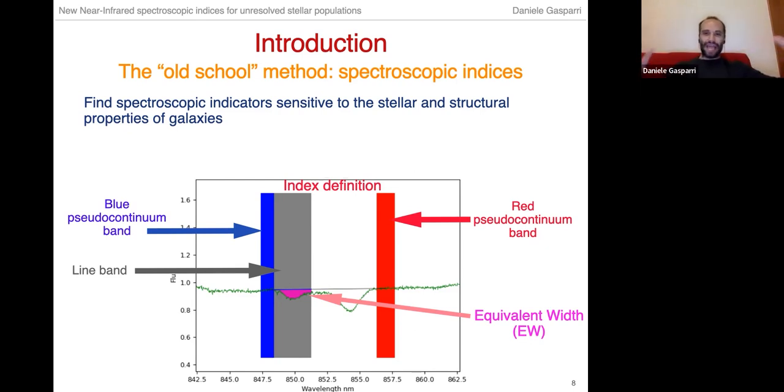This is the idea of an index. When I say I measure an index, I measure the equivalent width of an index, I mean that I measure the intensity, the area of this absorption line.